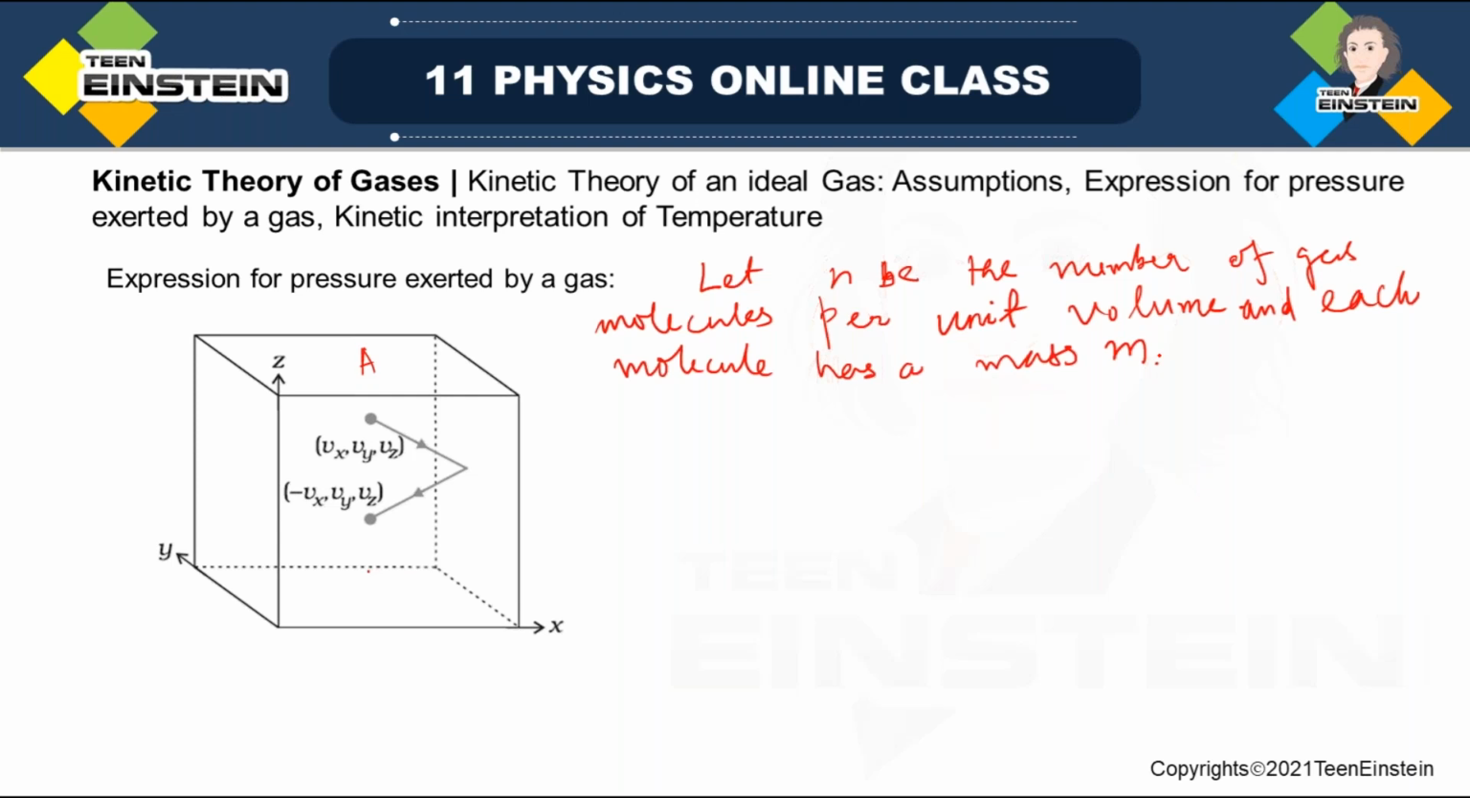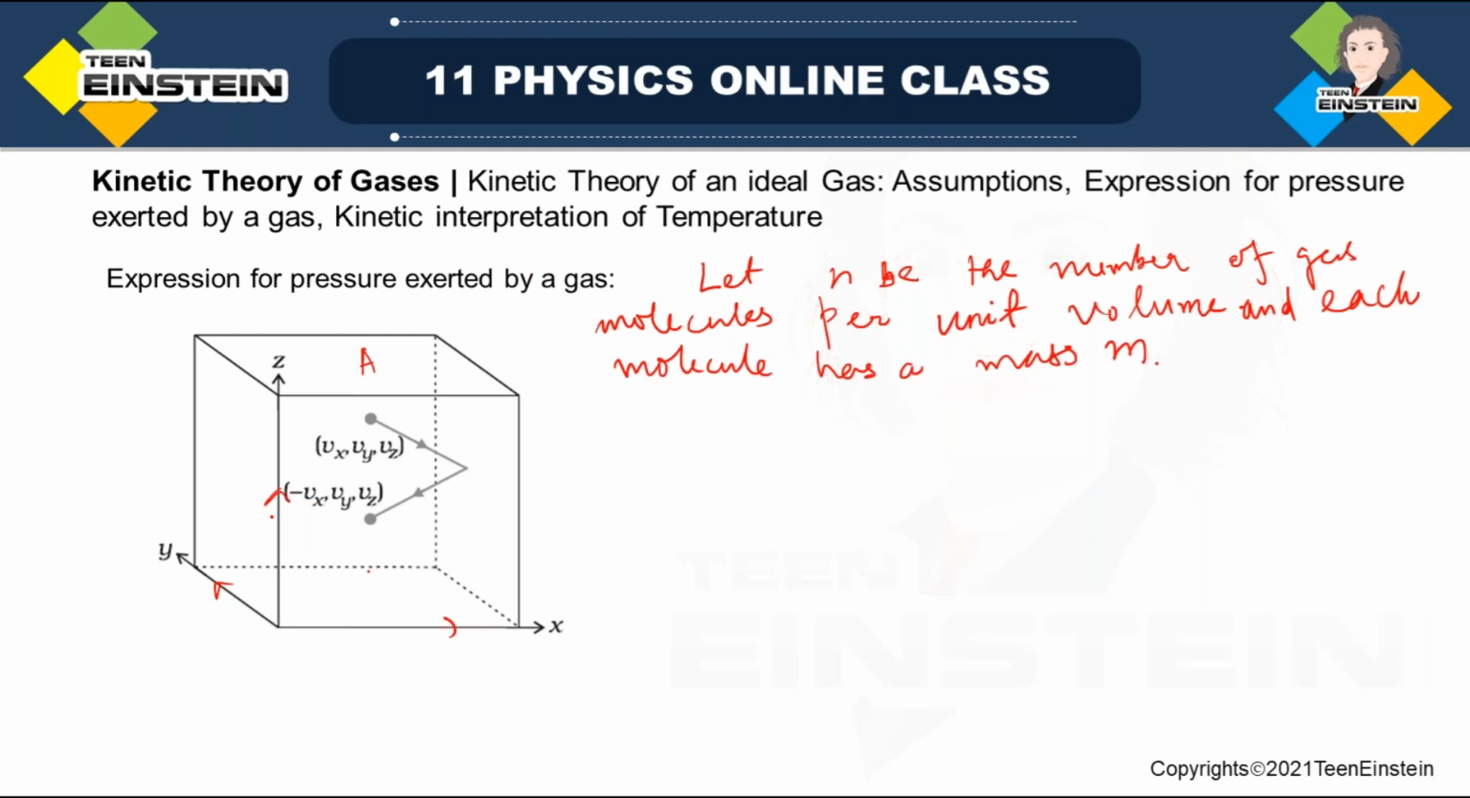Now let us take only one molecule as a representative one, just to establish the expression. Let us consider a single gas molecule. As you see, it has velocity in all directions. It has velocity components along the x direction, along the y direction, along the z direction. It can move in any direction, so there are three different velocity components for a particular molecule.